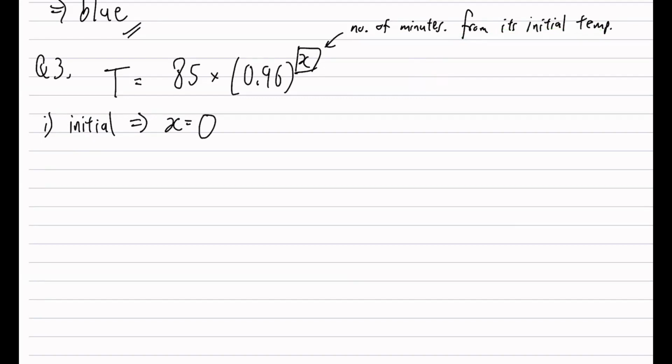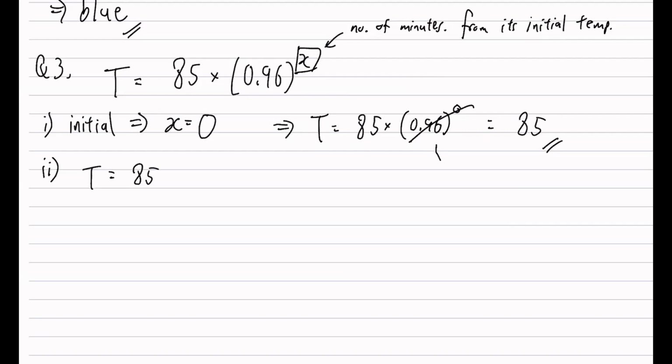If you sub in X equal to 0, you'll just get T equals 85 times 0.96 power 0. Anything power 0 is 1. So it's just 85 times 1, which is 85 degrees Celsius. Then the value of T when X equals 15, just sub in. This is quite simple, right? It should be just 85 times 0.96 to the power of 15. Key into the calculator and you get 46.0773. 3SF, so 46.1.